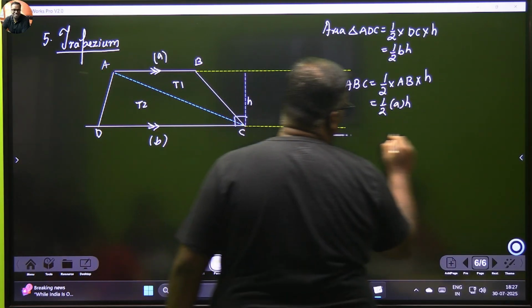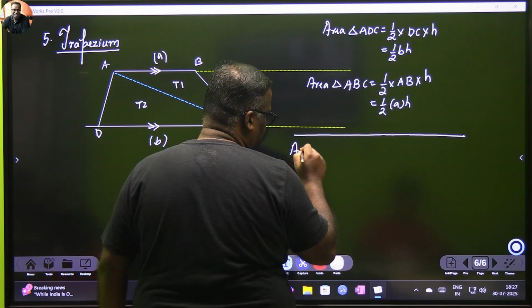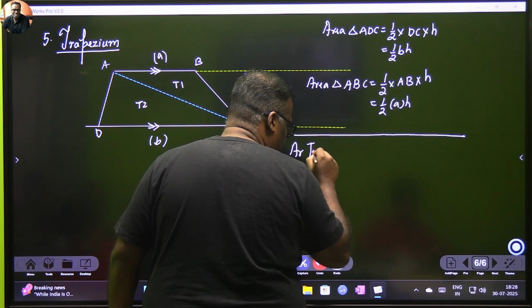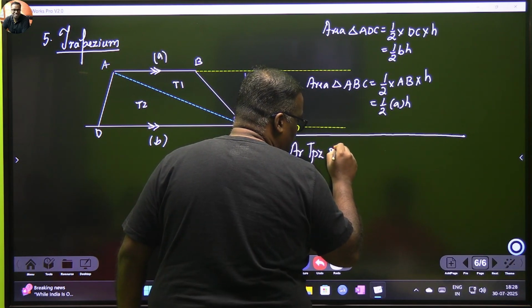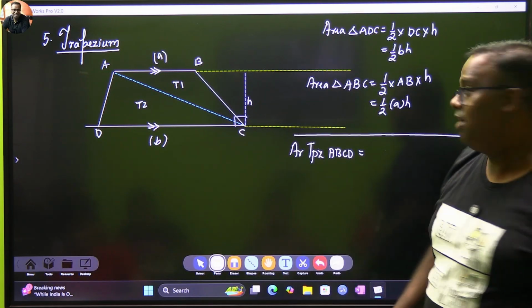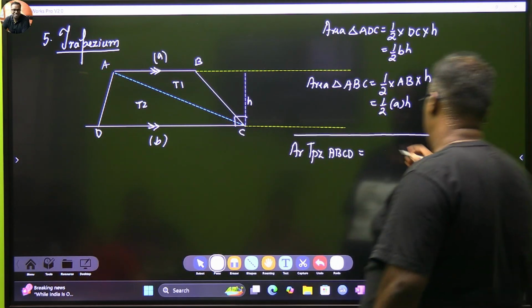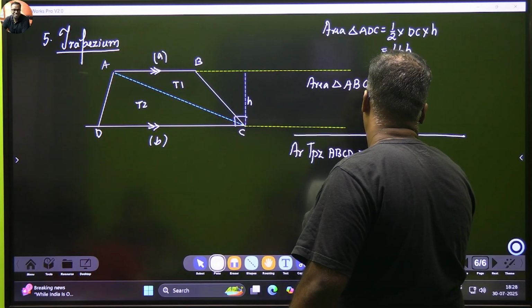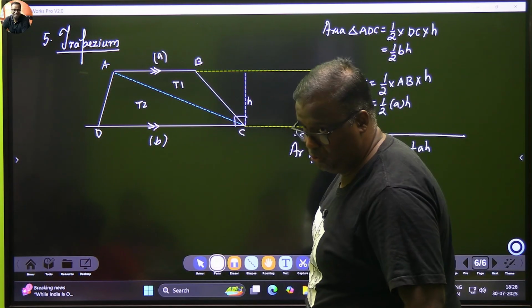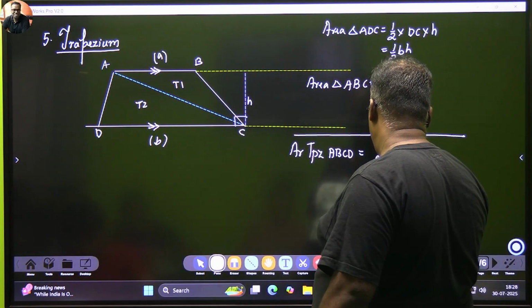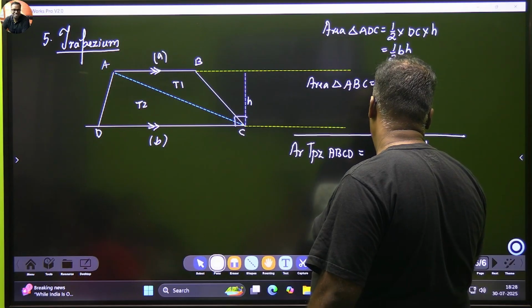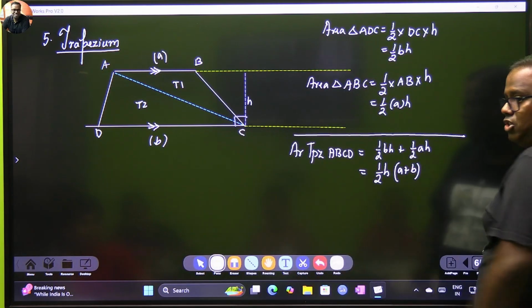Now if I add these two, I get the area of the trapezium ABCD as the sum of the areas of the two triangles. We would be adding half bH with half aH. And we know how to take common, so we take half common and H common, and we have a plus b inside. Do you agree? Half aH.